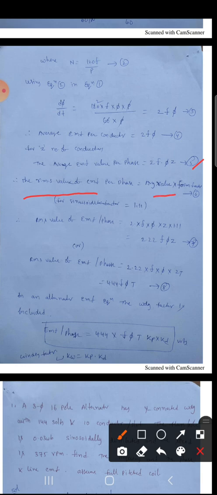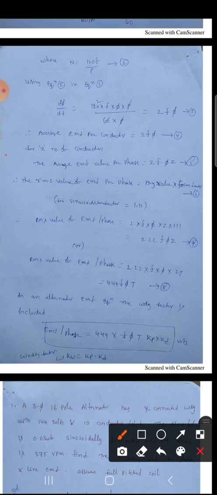and the RMS value of EMF per phase is equal to the average value into the form factor. This is equation 6, and the form factor for a sinusoidal wave is 1.11, so the RMS EMF per phase is equal to 2 into f into phi into Z into 1.11. 2 into 1.11 is equal to 2.22, that is finally 2.22 f phi Z. Let us consider this as equation 7.